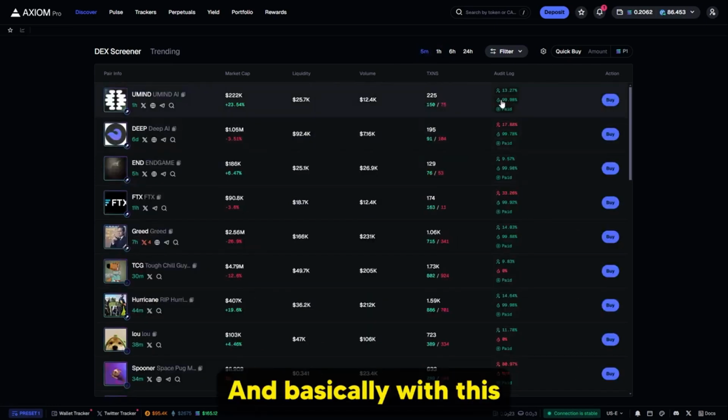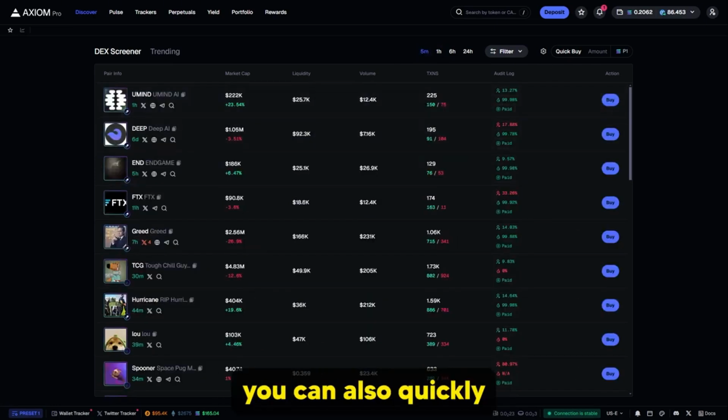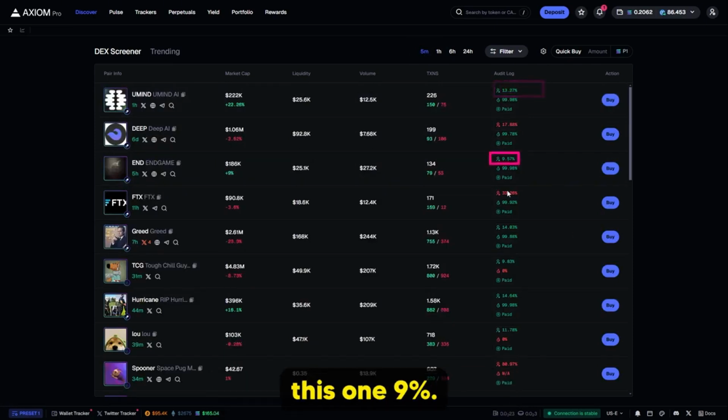Basically with this, you can also quickly see the top 10 holders right here. So for this, you can see this one's 9%, this one's 33%. You can also see if the Dex is paid. You can also see if it's LP burned, which is of course really important. And this is going to give you guys a quick overview on exactly what's going on.